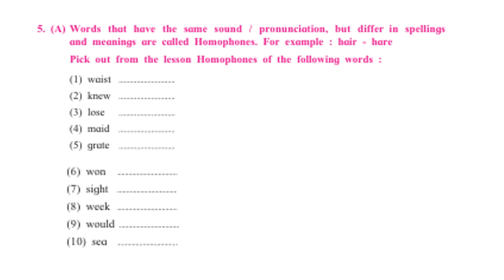Question number 5a. Words that have the same sound or pronunciation but differ in spellings and meanings are called homophones. For example, hair, hare. Pick out from the lesson homophones of the following words. 1. Waste, waist. 2. New, knew. 3. Loss, lose. 4. Mad, made. 5. Great, grate.